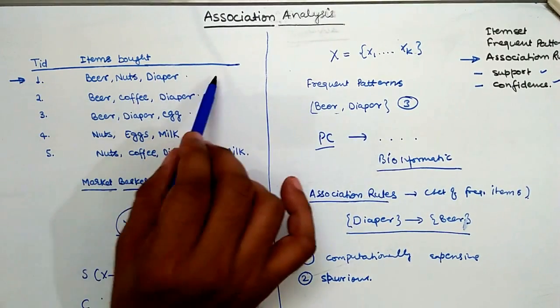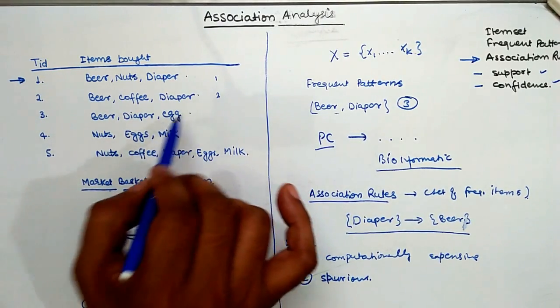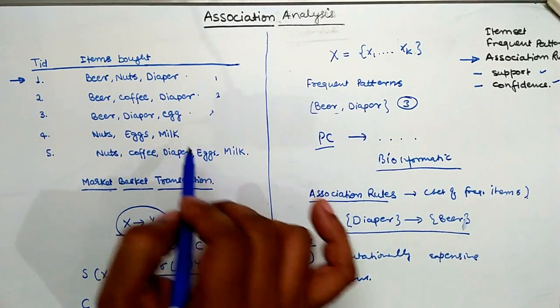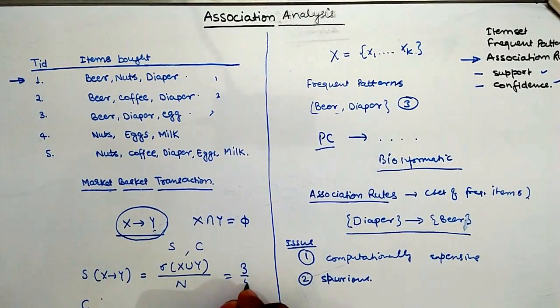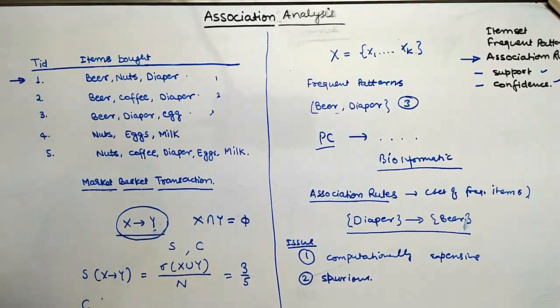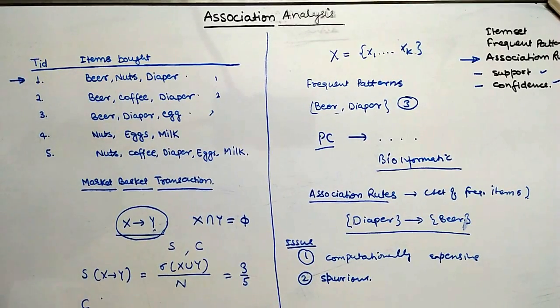So beer and diaper 1, beer and diaper 2, beer and diaper 3, and that's it. So the support is 3 by 5. Okay, and the second term is confidence.